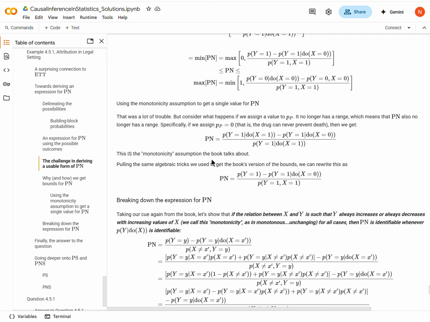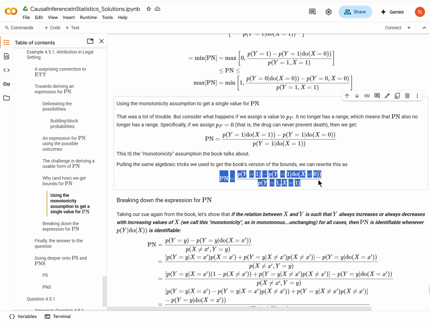range. Okay. So then we get that the probability of necessity looks like this, or we can alternatively express that as this, which again, involves some algebraic tricks that the book uses to get the form that's present in the book. Okay, so there you go. So now we're all the way to a usable expression for the probability of necessity.